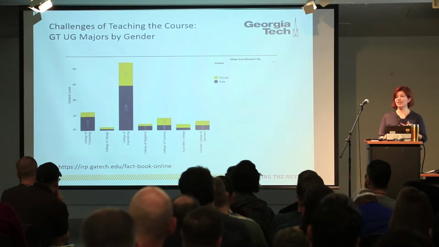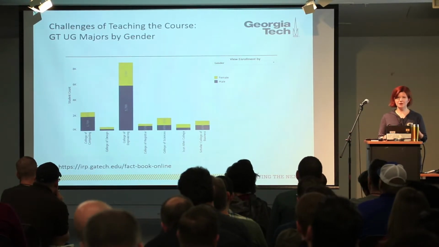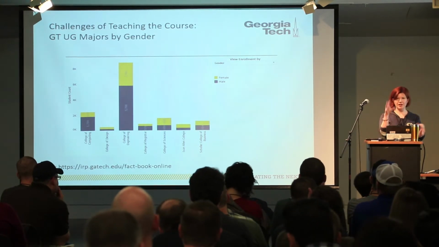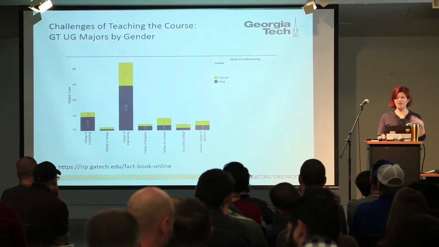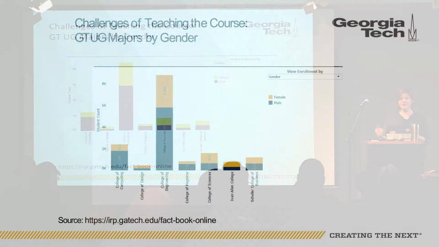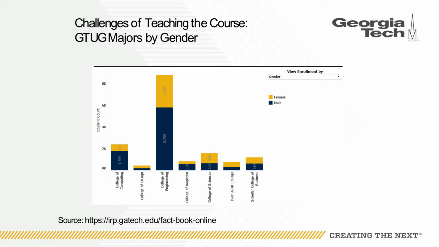This is a bar chart taken from Georgia Tech, which actually has this really good online fact book. If you ever want to go look at it, you can create your charts from whatever criteria you want and see what Georgia Tech students are majoring in and all the other stuff. But this is a breakdown of our undergraduate students by college, and then by gender. The one all the way to your left is the College of Computing, and you can see how much blue is in there compared to, say, the yellow.